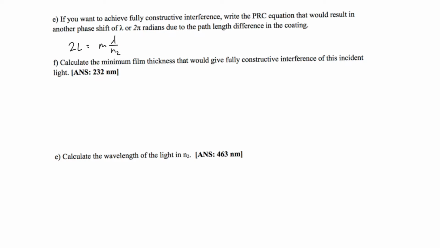And so all we need to do is apply this, and so if we want to calculate the minimum film thickness to give us fully constructive interference, we choose M equals 1. Because if we chose M equals 0 here, this wouldn't make a whole lot of physical sense. So if M equals 0, L would equal 0, so we wouldn't even have a thin film. So we choose M equals 1, and now we can apply this equation.